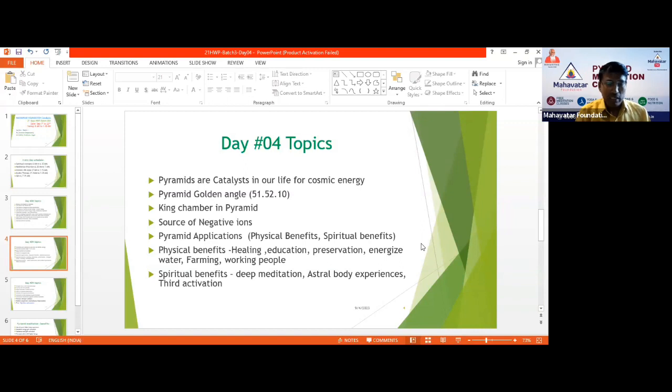Likewise, healing. Healing is one of the applications of the pyramid. If somebody is not feeling well, right from headache to cancer, you go and sit inside the pyramid. I'm telling you, not even meditation. Go and sit in the pyramid or lie down in the pyramid. Then you receive a lot of cosmic energy, and your pranic energy will increase.